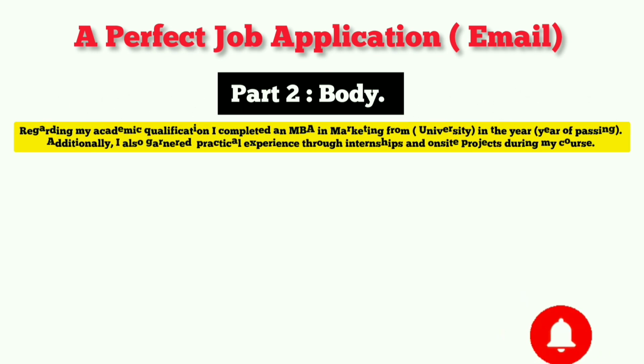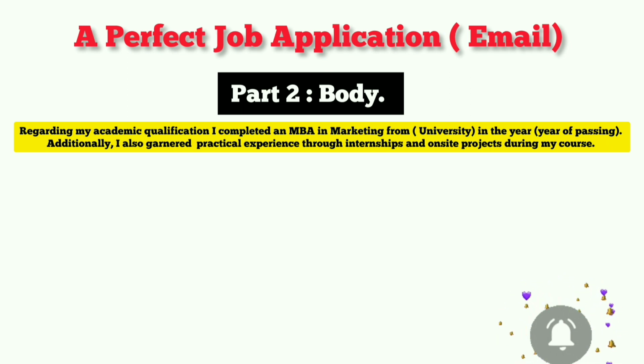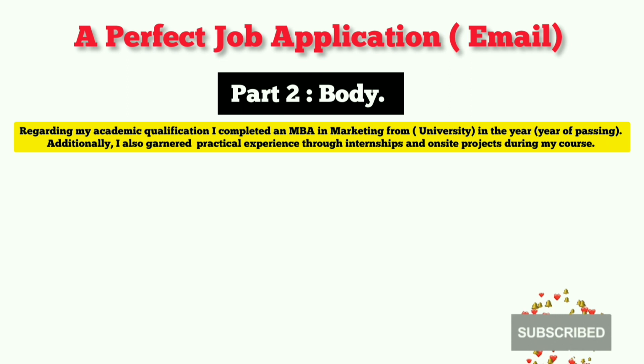As you see, the second part is body. Suppose you're writing a job application for the position I mentioned, that is marketing executive. You have to start this way: regarding my academic qualification, I completed an MBA in marketing from, then you have to mention the name of the university or institute, and the year of passing. Next line: additionally, I also garnered practical experience through internships and on-site projects during my course. And after that you describe your experience.